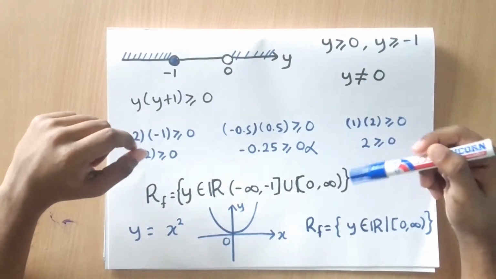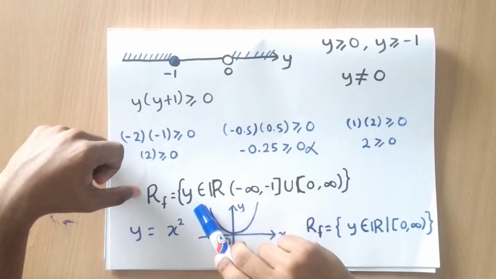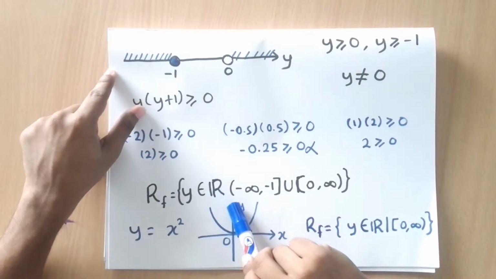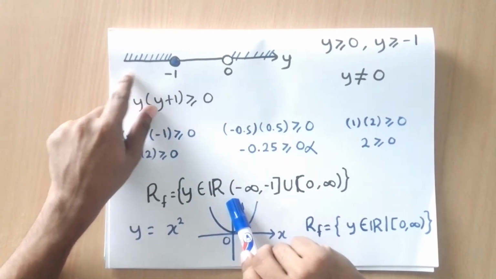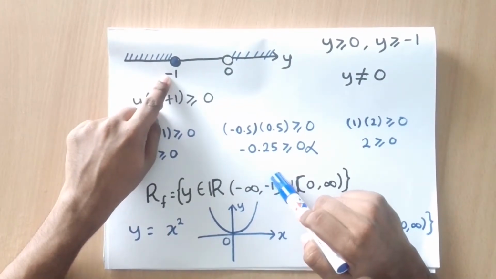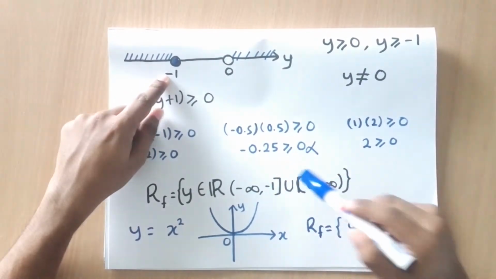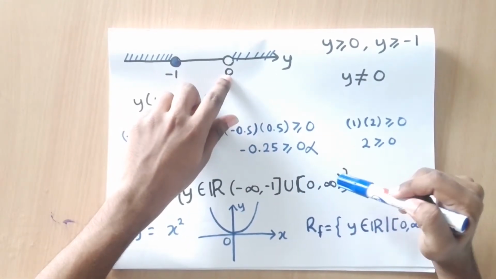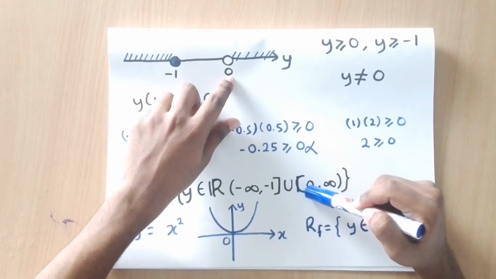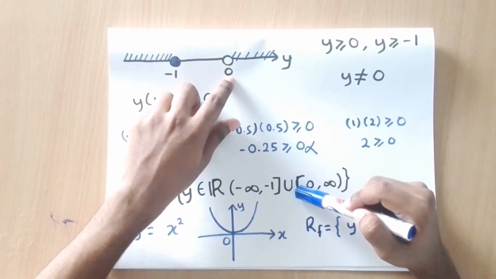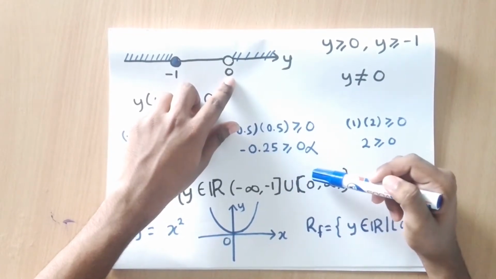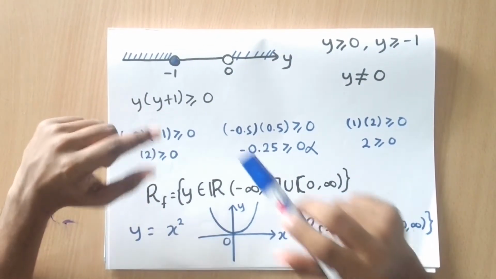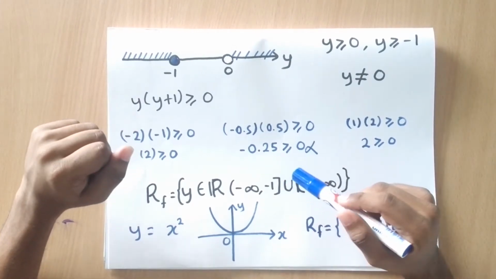We can write it as a set as follows. y is an element of all real numbers from minus infinity to minus 1. Remember the square bracket. Union from 0 to infinity. Here we use the normal parenthesis and not a square bracket because 0 is not included. So this is the range of this function.